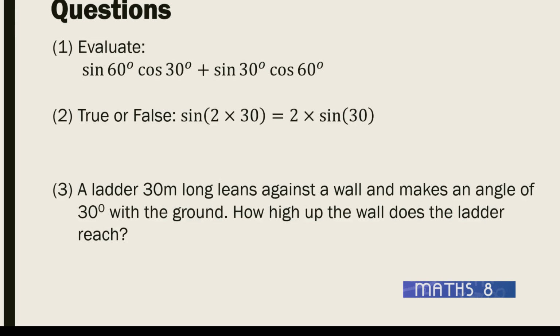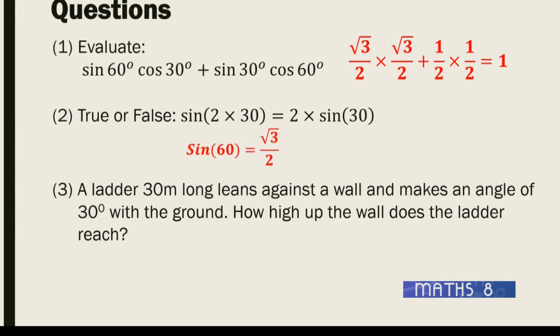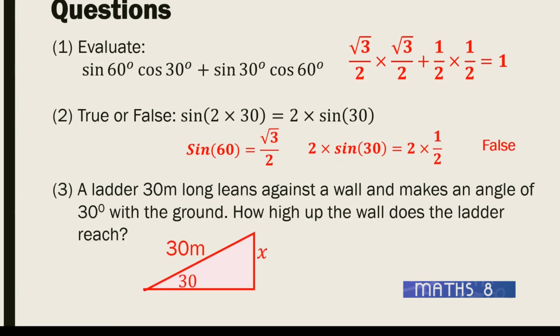Here are the answers. For number 1, work out each part separately. So it's the square root of 3 over 2 times the square root of 3 over 2 plus a half times a half, and this simplifies to 1. For number 2, sine of 60 is the square root of 3 over 2, but 2 times sine of 30 is 2 times a half, so it's false. For number 3, we need a picture.